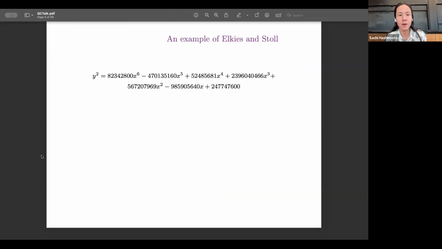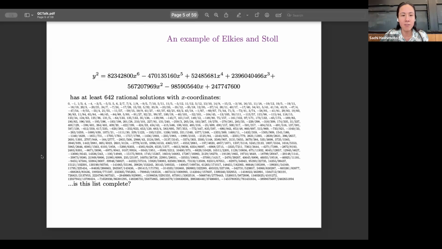Another example that I want to show you is this curve due to Elkies and Stoll. The reason it's interesting is that it has at least 642 rational solutions. And here I've crammed all the x coordinates onto the page, and we don't know if this list is complete.